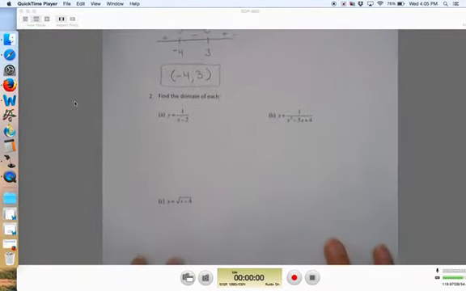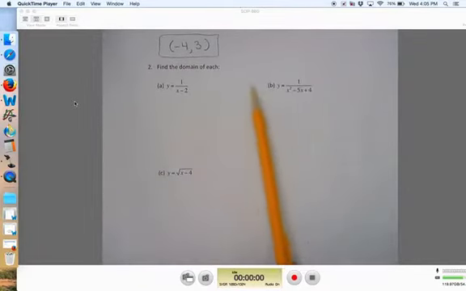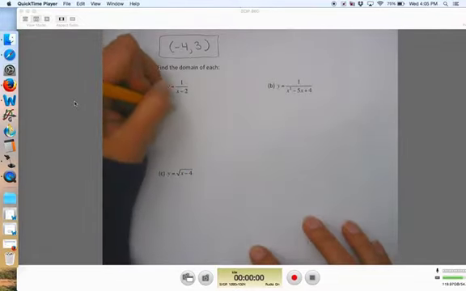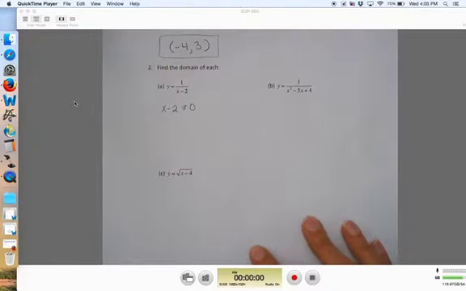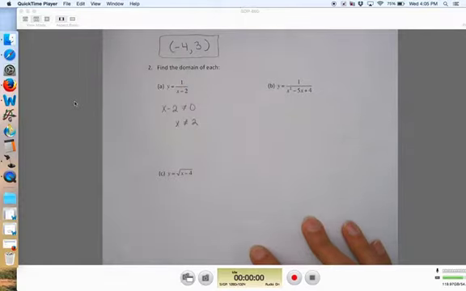Okay, now for domain. We have two different types of functions. We have rational functions, which are fraction functions, and then we have a radical function, which is a square root function. So remember, in a fraction, the denominator cannot equal 0. So that is exactly how we find the domain. We say x minus 2 can't equal 0. Solve for x, x can't equal 2.